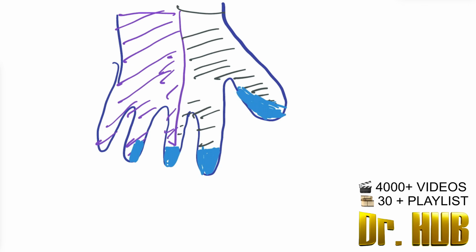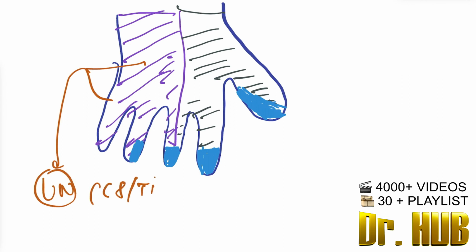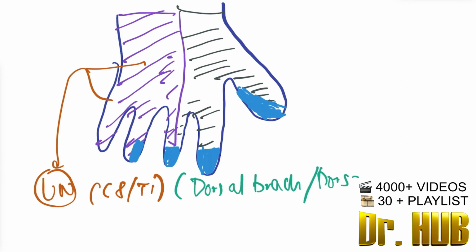Now let's look at each nerve division. Away from the thumb, it includes the dorsal branch. All of this is part of the ulnar nerve, that is the root value C8 to T1. So what are the branches involved? It includes the dorsal branch as well as the dorsal digital branches.